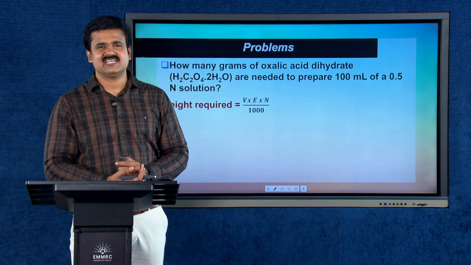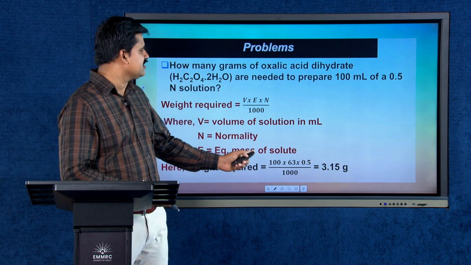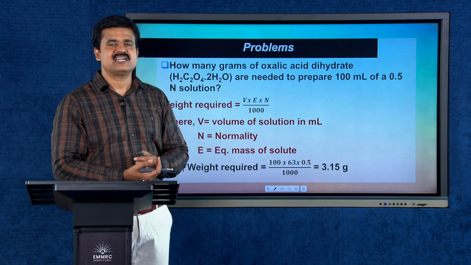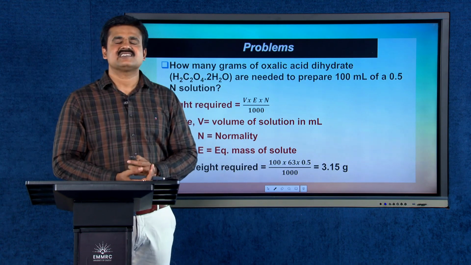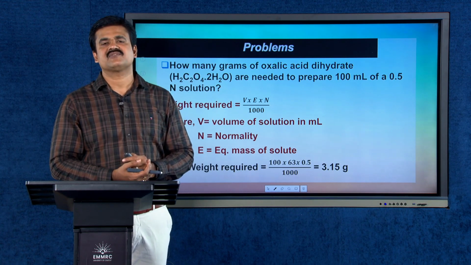by using the expression weight required equal to VEN divided by 1000, where V represents the required volume, E represents the equivalent weight, and N represents the normality of the required solution. Now, in the present problem, the amount of oxalic acid required equals 100, that is the volume, since you have to prepare 100 ml of the solution. 63 is the equivalent weight of oxalic acid, and 0.5 normal is the concentration of the solution.